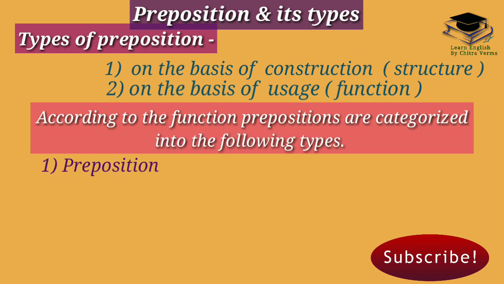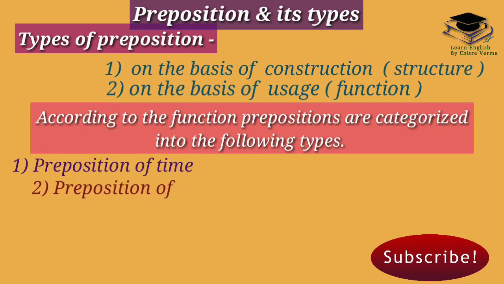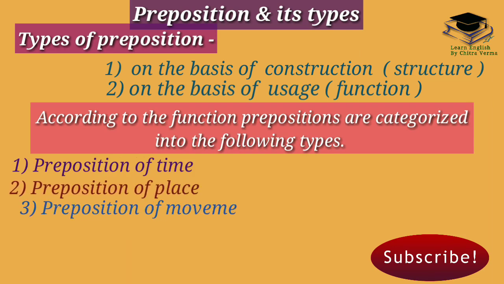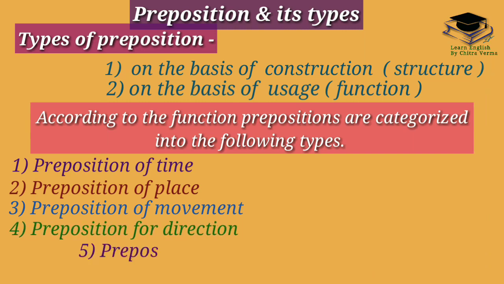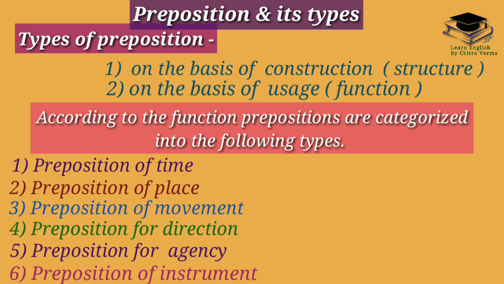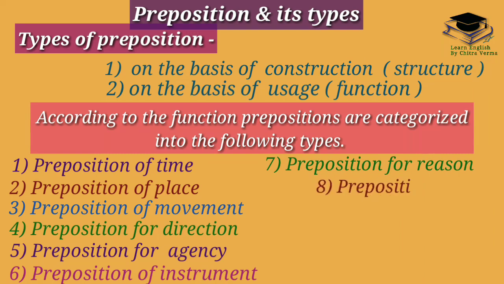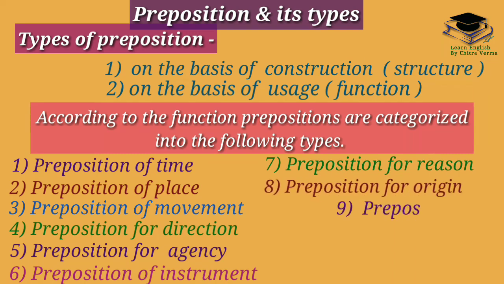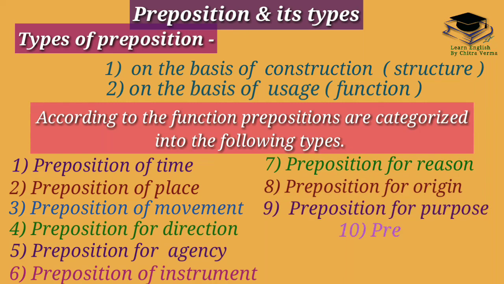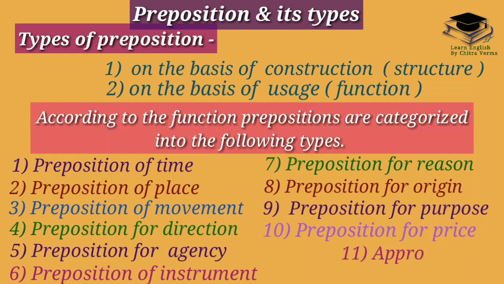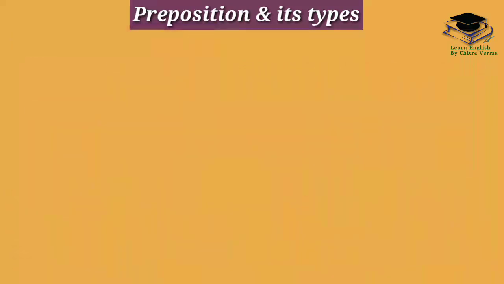According to the function, prepositions are categorized into the following types. First, preposition of time. Second, preposition of place. Third, preposition of movement. Fourth, preposition for direction. Fifth, preposition for agency. Sixth, preposition of instrument. Seventh, preposition for reason. Eighth, preposition for origin. Ninth, preposition for purpose. 10th, preposition for price. And 11th, appropriate preposition. First of all, I will define the preposition on the basis of structure.